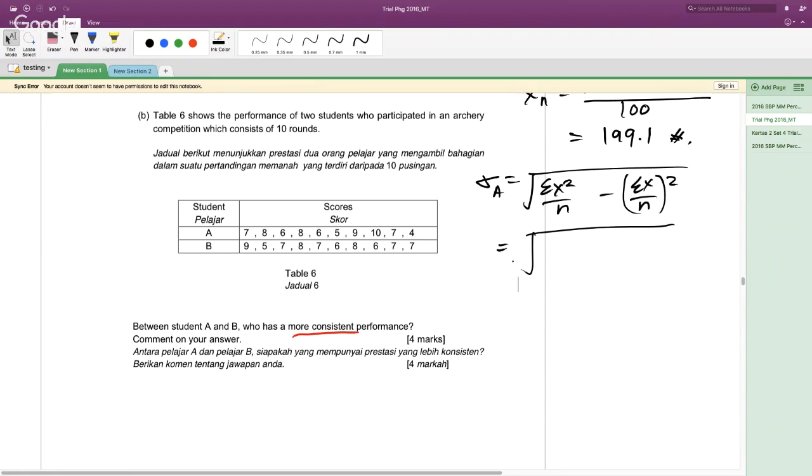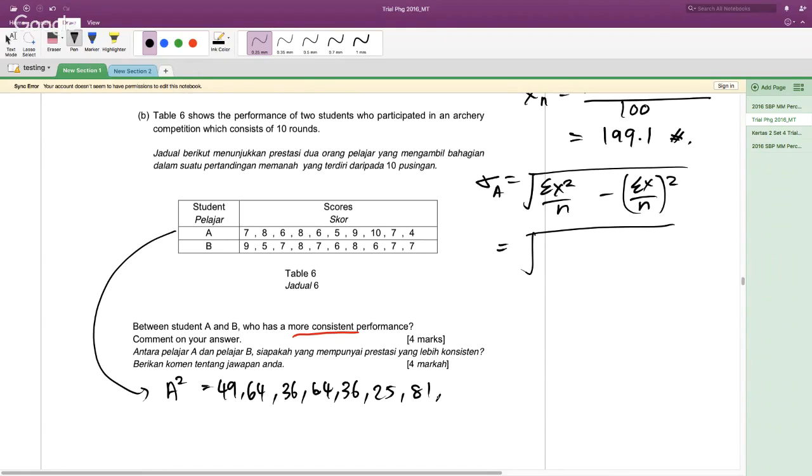I hope I didn't miss anything. So this one, yes, x squared, sorry. This one is harder than I imagined. You have to form a new table for the squares, because you actually have to square all the numbers here. So this becomes 49, 64, 36, 64, 36, 25, 81, 100, 49, and 16. That's 1, 2, 3, 4, 5, 6, 7, 8, 9, 10.